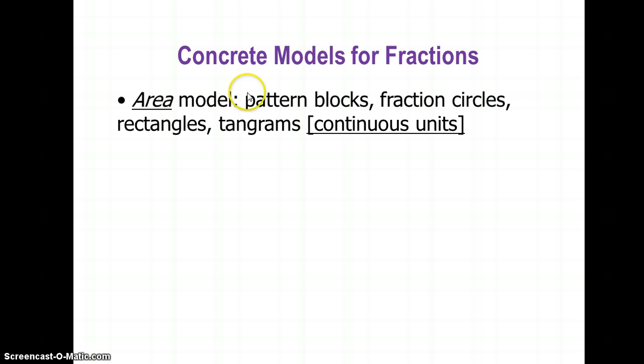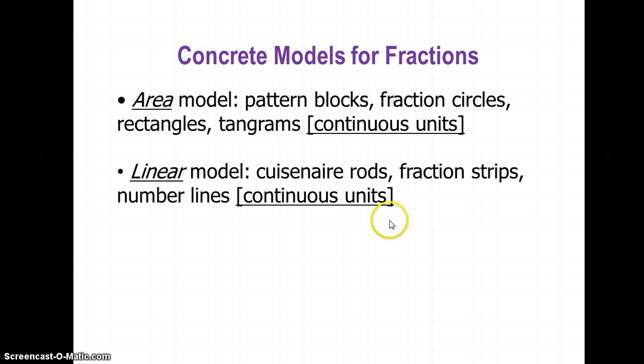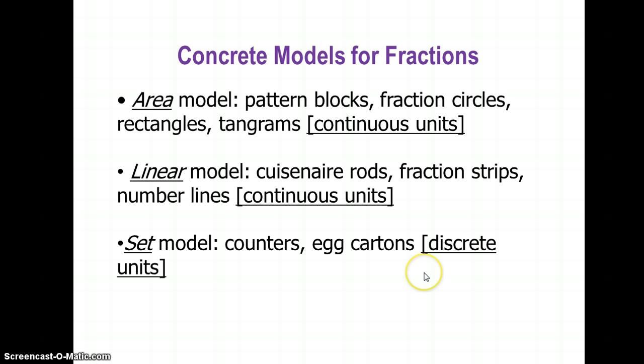So, of course, we have the area model, which is continuous units that are usually circles, squares, rectangles, pattern blocks. I'll show you some of that next time. Linear model, which is what we use the fraction strips. Number lines, which are also continuous. And then remember discrete models, called the set model, which could be any kind of counter or just anything that can be counted. So a set of things that are countable. Sometimes people use egg cartons, so you can actually drop little pieces in the portions on the egg carton and use that for fractions.